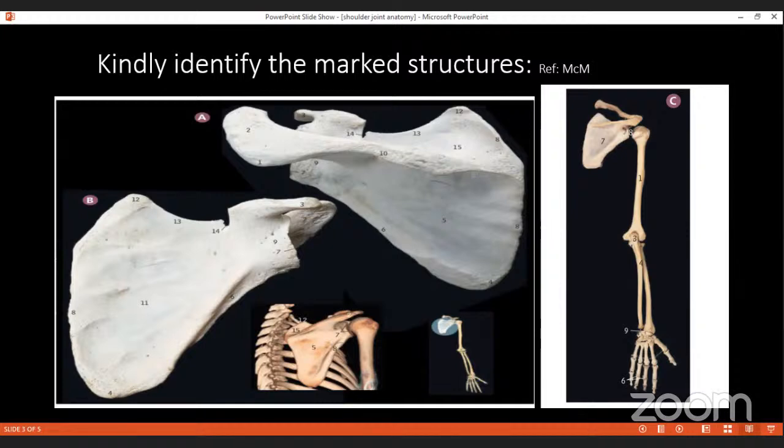What type of joint is the shoulder joint? Ball and socket, synovial, ball and socket. Yes.